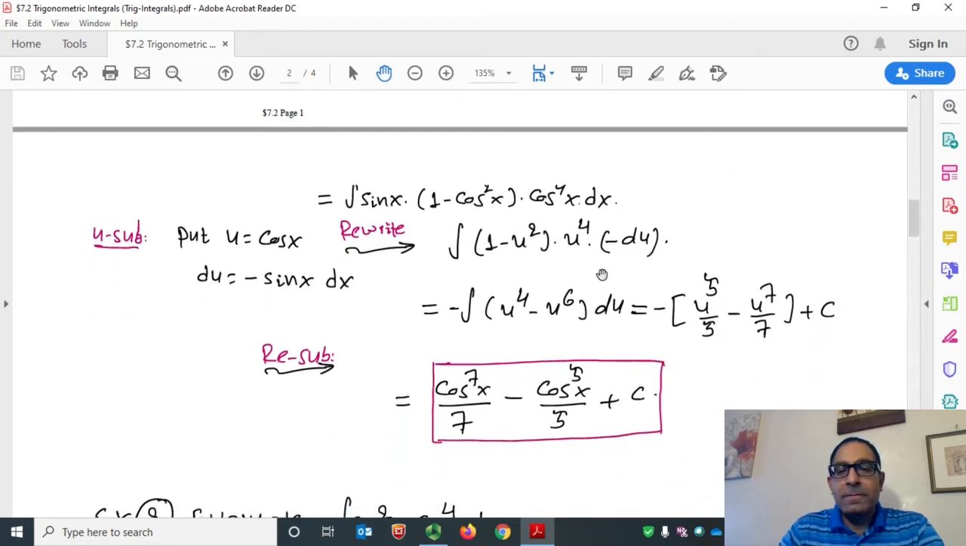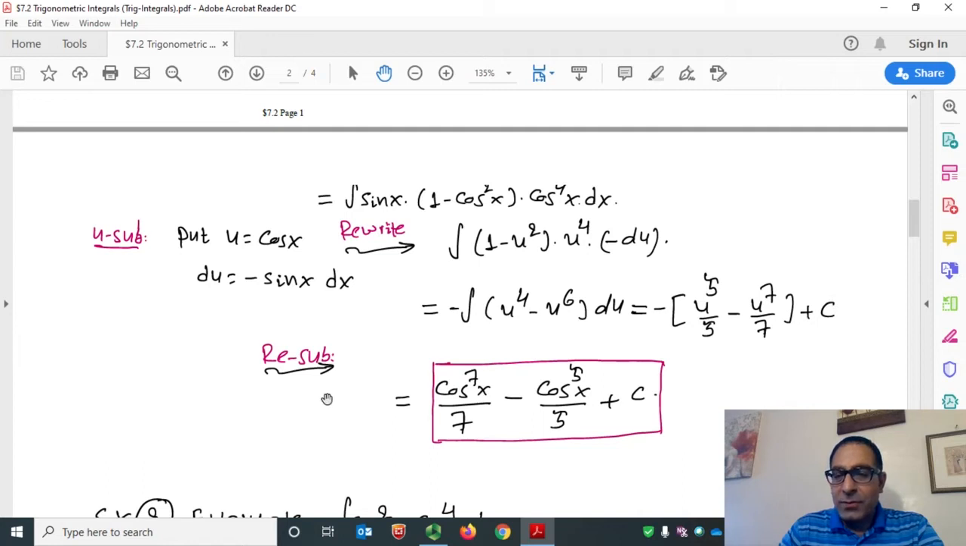So then let me scroll down. Here, let's pull the negative outside. Foil the u to the power 4 inside. So u to the power 4 times 1 is u to the power 4. Then u to the power 4 times negative u square is negative u to the 6, and du. Now it's easy to integrate, so just use the power rule. So negative as it is, the integral of u to the power 4 becomes u to the power 5 over 5, minus, as it is, the integral of u to the power 6 becomes u to the power 7 over 7, plus the constant of integration c.